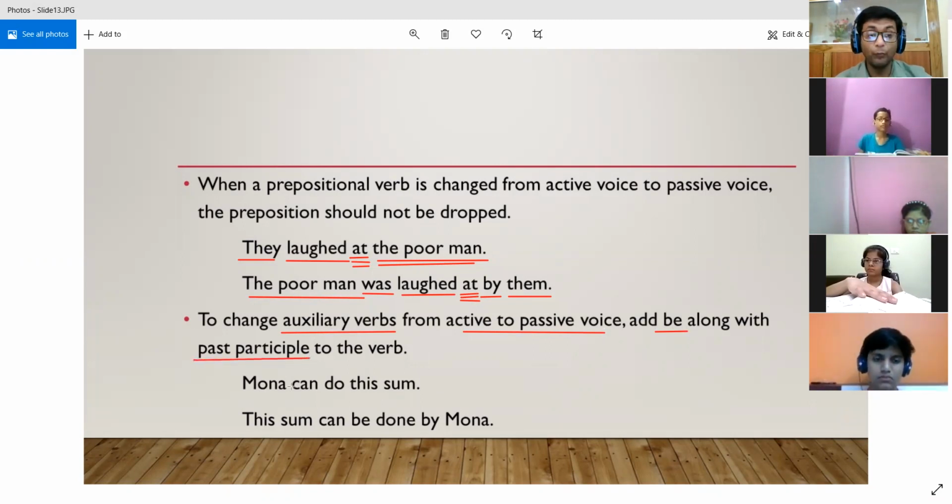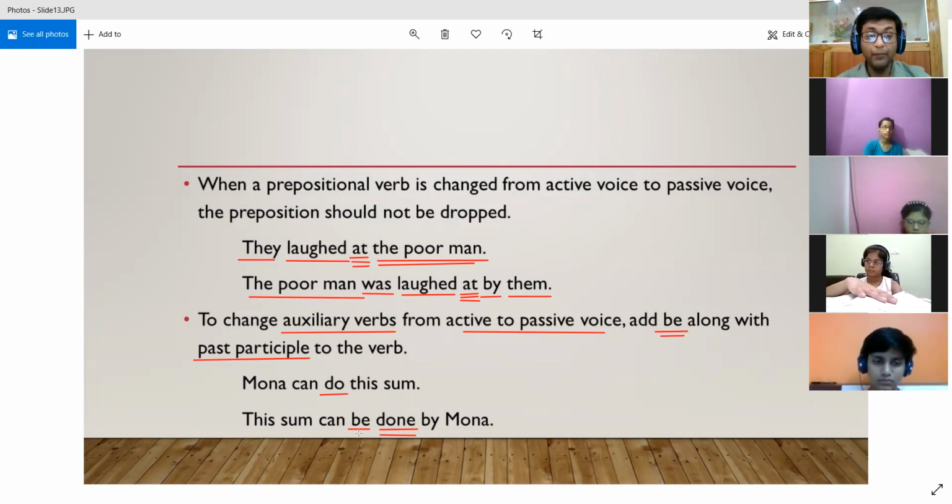For example, Mona can do this sum. So do over here is the auxiliary verb, right? So we have converted do to done, which is the third form of do. Do, did, done. Did is the second form of the verb do, and done is the third form. So we have used the third form of the verb, but we will also add be, because in all the cases where we use auxiliary verbs in the passive voice, we have to add be with them.